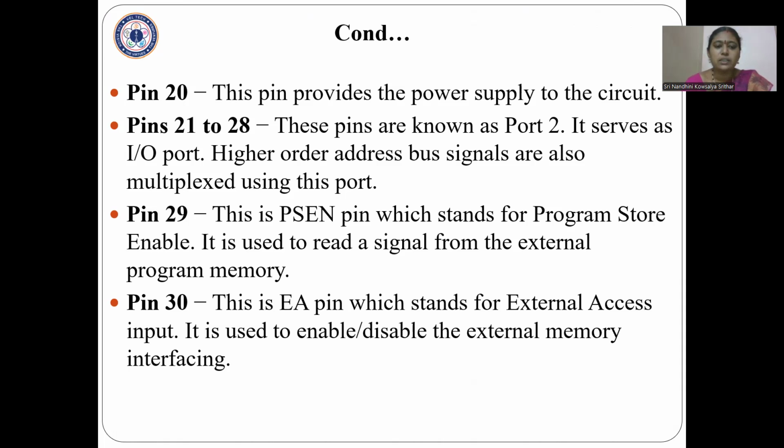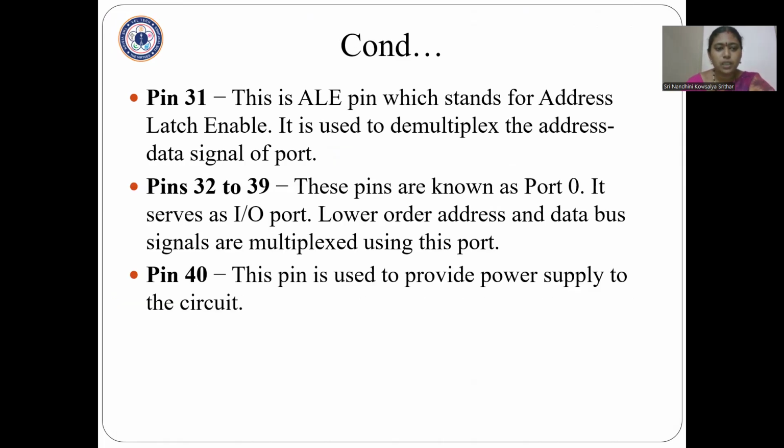Pin number 29. This is PSEN pin, which stands for Program Store Enable. It is used to read a signal from the external program memory. Next, pin number 30. This is called the EA pin. EA is known as External Access pin. It is used to enable or disable the external memory interfacing. Next, pin number 31. This is ALE pin, which stands for Address Latch Enable. It is used to demultiplex the address data signal of the port.